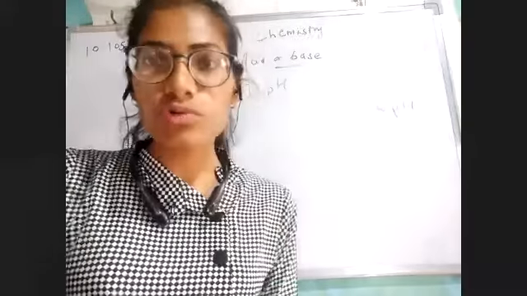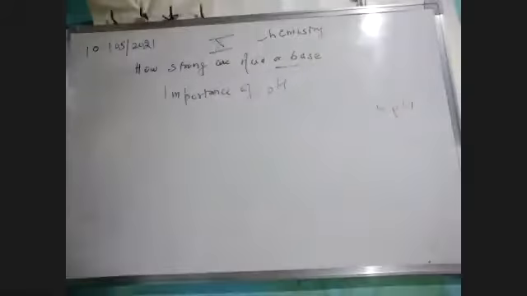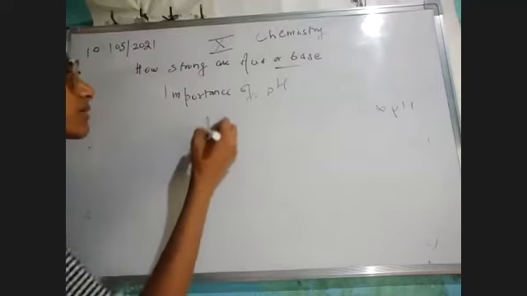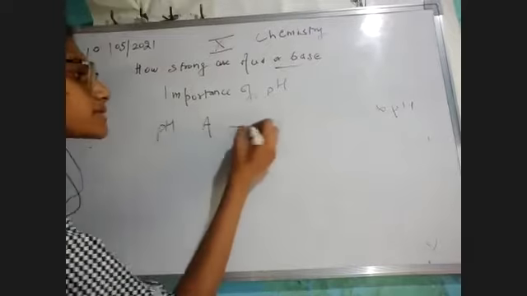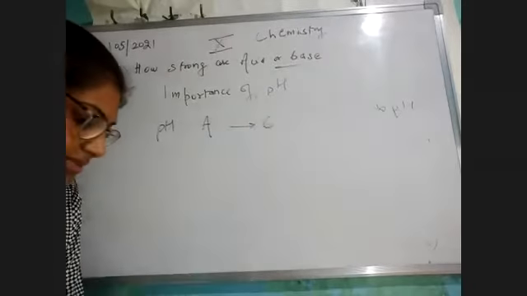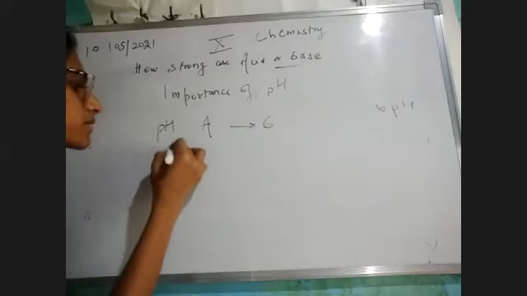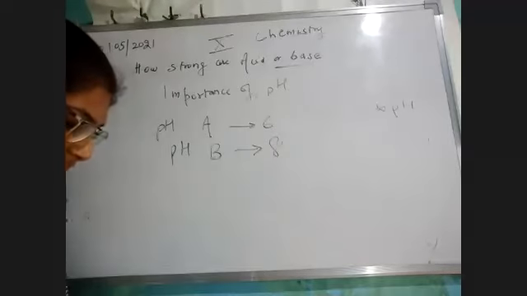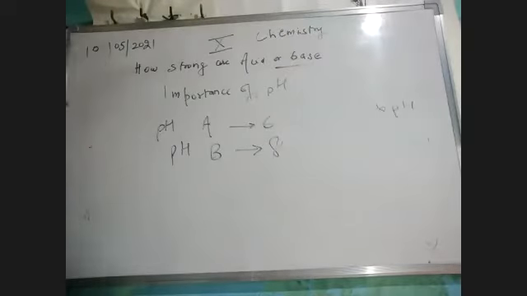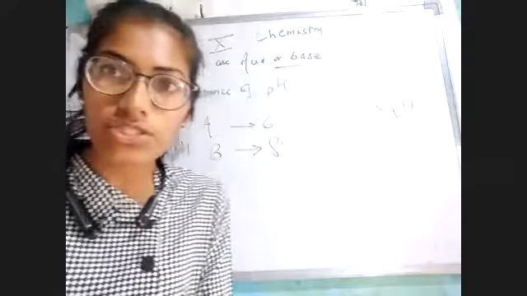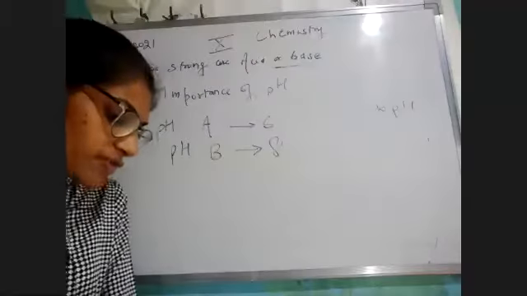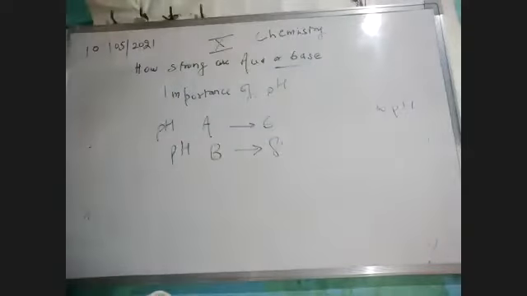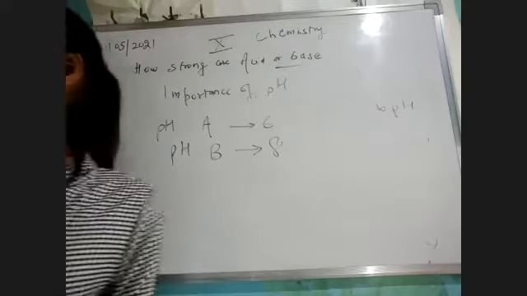You have two solutions, solution A as well as solution B. The pH of solution A is 6, and the pH of solution B is 8. Which solution has more hydrogen ion concentration? Or we can say which of these is acidic, which one is basic? Okay, class, you know that very well.